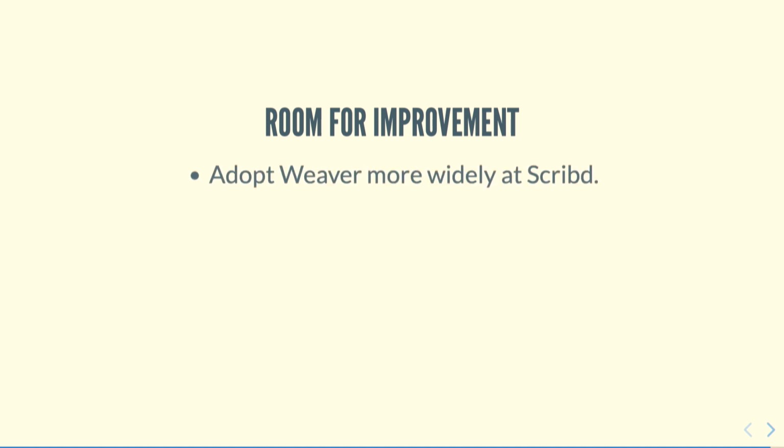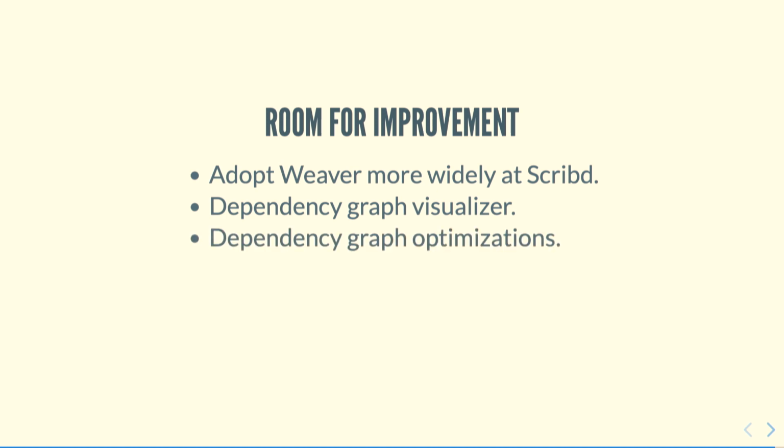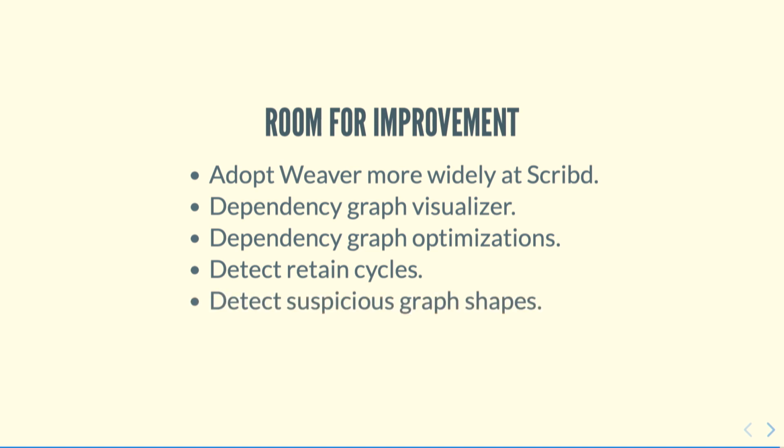There is obviously room for improvement. So the first step would be to adopt Weather more widely at a larger scale and see how it scales and start resolving problems that we could have when integrating it in a large code base. Some other improvement could be to make a dependency graph visualizer out of it. We could try to perform dependency graph optimizations, try to detect weird shapes and tell the developers how to reorganize their code so that the dependency graph is a little bit more optimized. It could be used to detect retain cycles, for example, and avoid memory issues. And what I just said, it could detect suspicious graph shapes and warn the developer, and probably more than that.